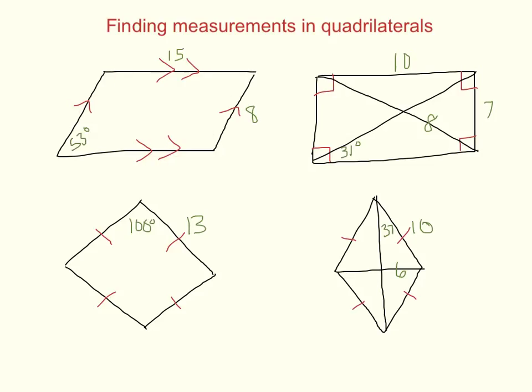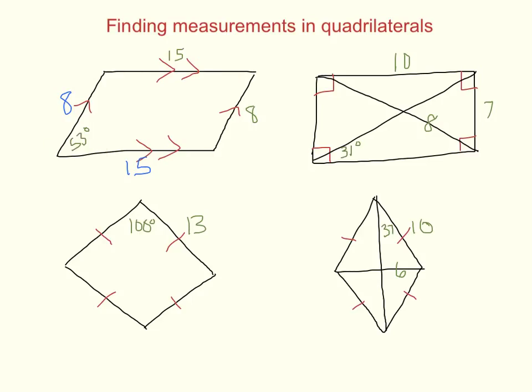The instructions here, which I didn't have room to type out, are find the measurements of all missing angles, all unknown sides and angles. So if I look at this, I know this is a parallelogram because opposite sides are parallel. So first off, in parallelograms, opposite sides are congruent. So this side is 8 and this side is 15. Okay. Now, I want to look at the angles.